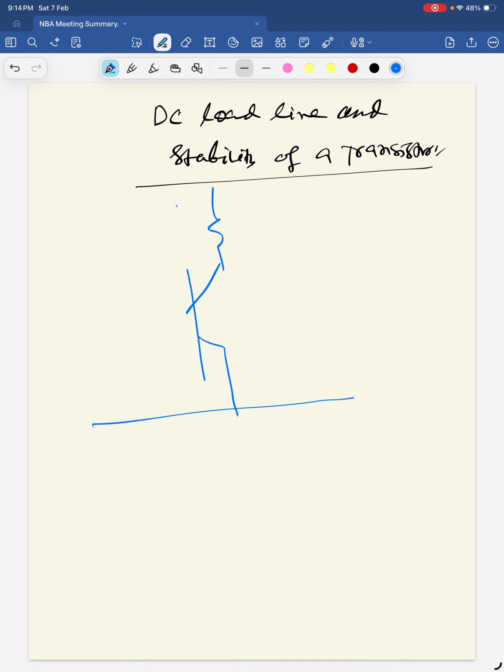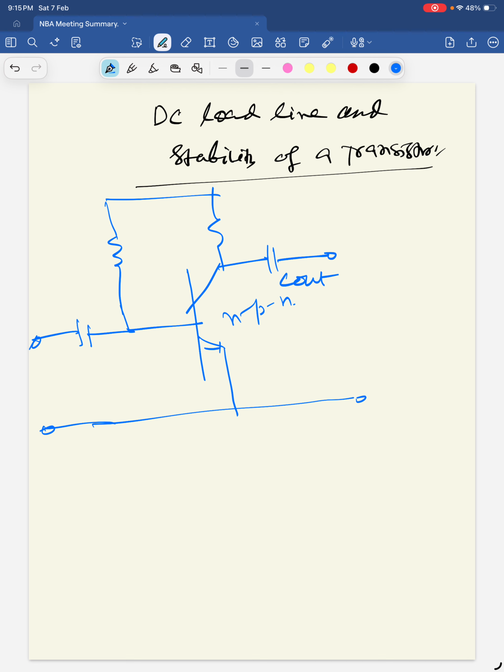We know everyone. This is RB. This is input side. Output side. We are taking an NPN transistor. This is C out. This is C in. This is RB. This current is IB. This is RC. This current is IC. The power supply, this is plus VCC.